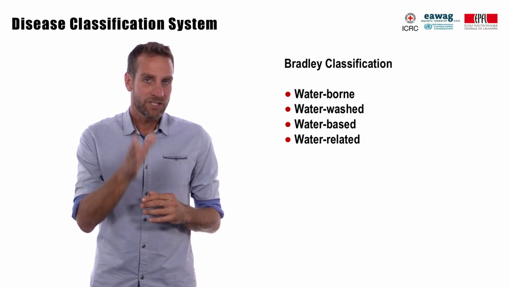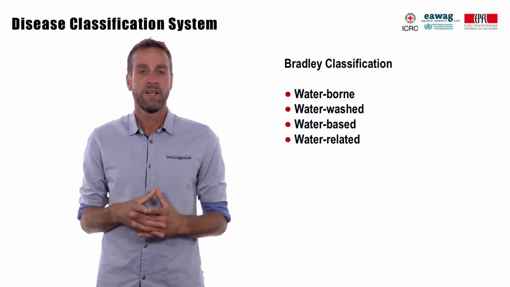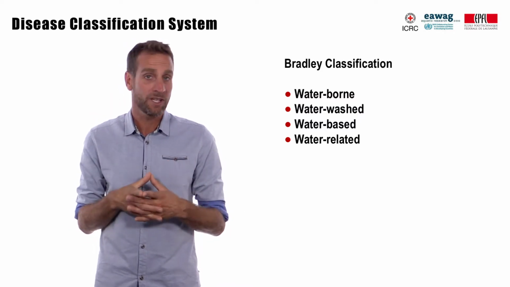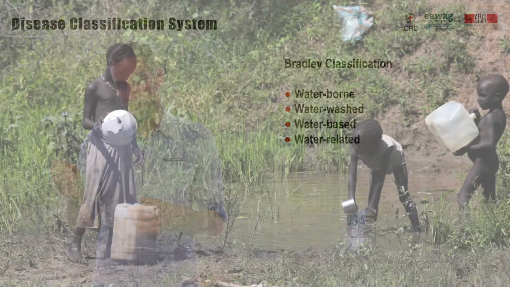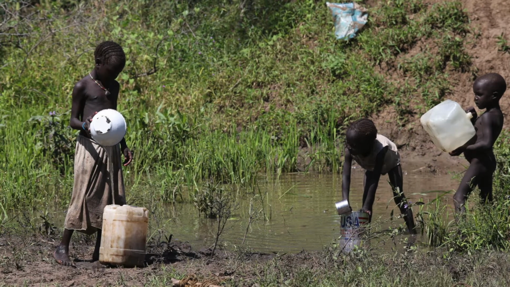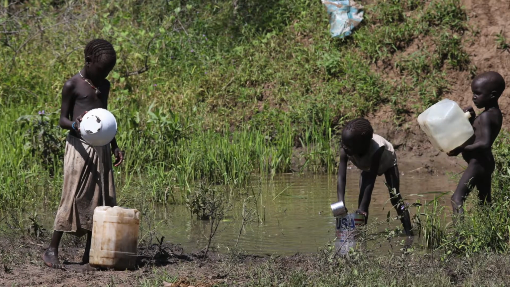In public health engineering, we often use the so-called Bradley classification to distinguish four types of water-related routes by which a disease may be transmitted from one person to another. Waterborne diseases are infections which can be transmitted through drinking water which contains the pathogens.